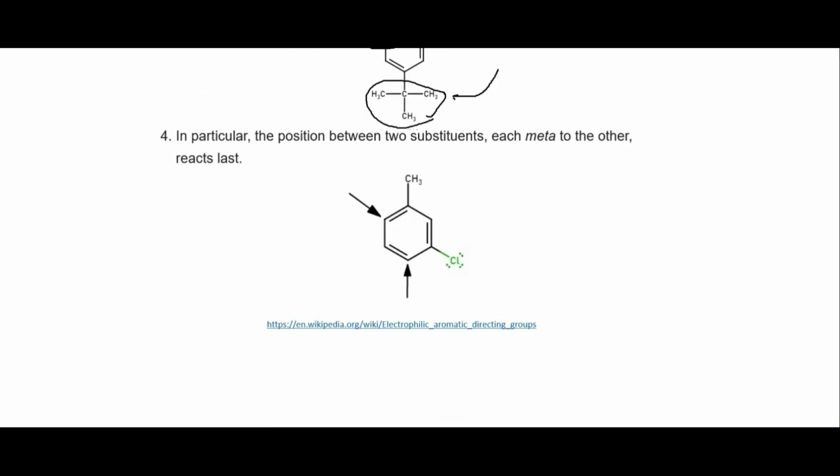And number 4 in particular, the position between 2 substituents, each meta to the other, reacts last. So we see here we have this ortho-para director right here, and this ortho-para director right here. This carbon would be meta to both of them, and so that one is going to be the least activated.